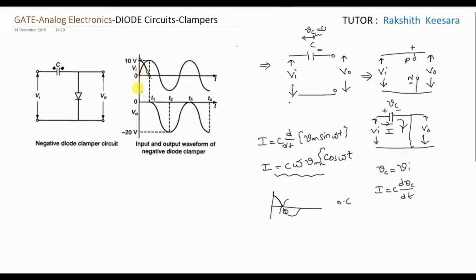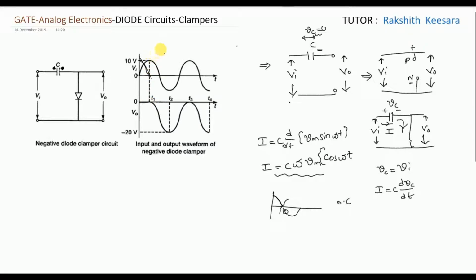Let me draw the equivalent circuit there. Sorry, I have already drawn it. See, from 0 to T1, if diode is in on position, what is the output voltage? It is equal to 0. So from 0 to T1, you are getting 0 output voltage. Next, after T1, diode gets open circuited.